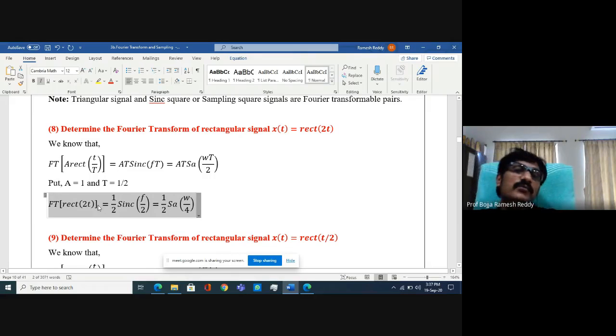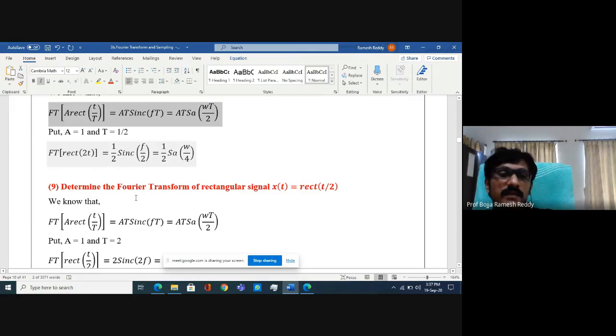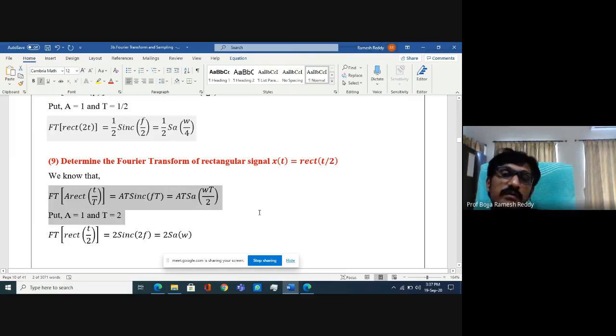But here, we have to know that rectangular signal and sinc signals are Fourier transformable pairs. In the options, they will give only one, like sinc or sampling, though they won't represent both things. We have to know this formula. Similarly, see another problem, a similar problem. They're asking rect(t/2). For such a question, you have to know the mathematical form: the Fourier transform of rect(t/T) is equal to AT sinc(fT).